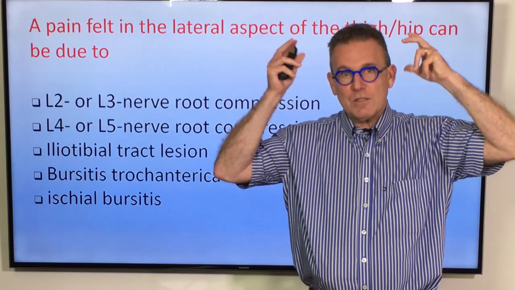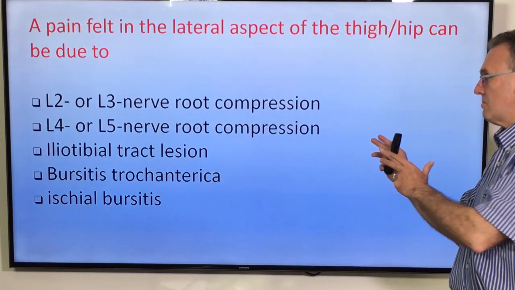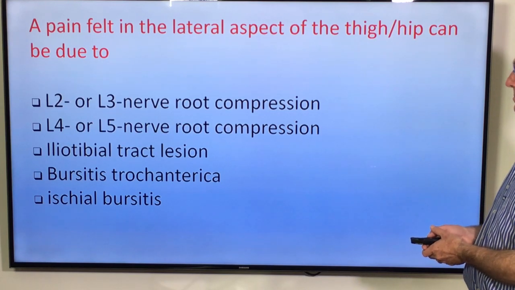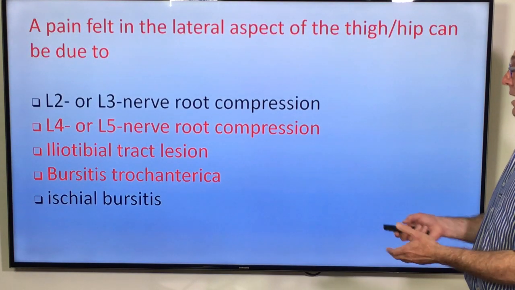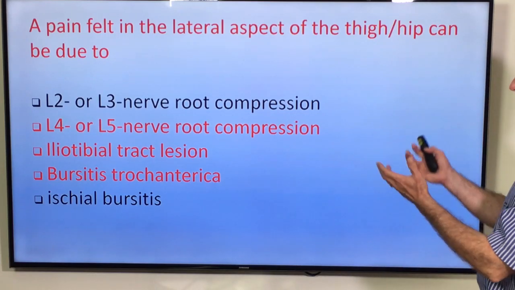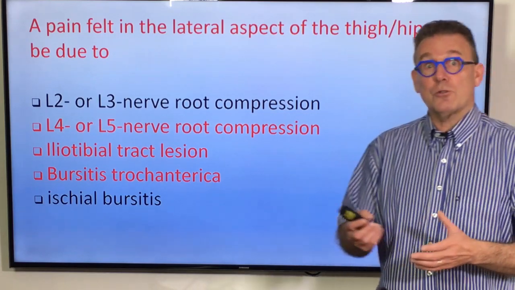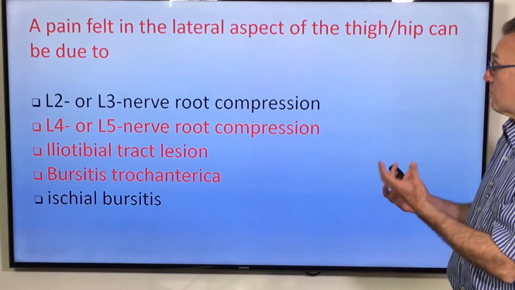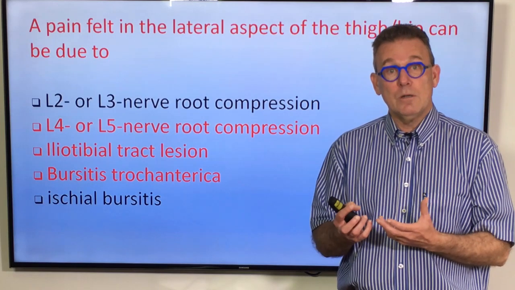So, with this knowledge, if you come back to that question, okay, what do you think? An L4, L5 nerve root compression, because this is the specific dermatome. Tractus iliotibialis lesion, a bursitis trochanterica, all of those can cause lateral pain.